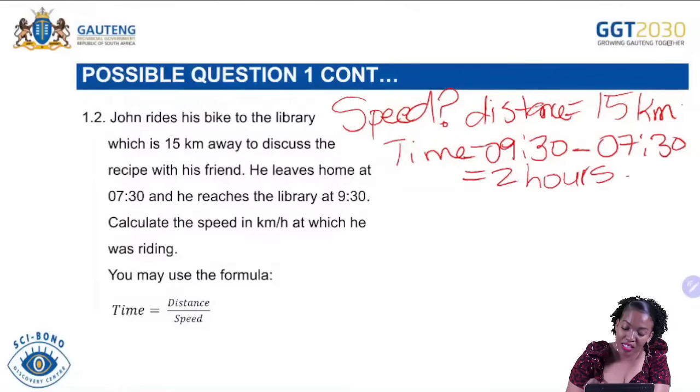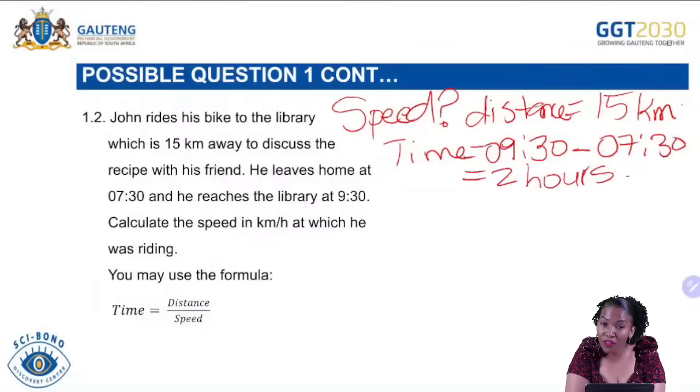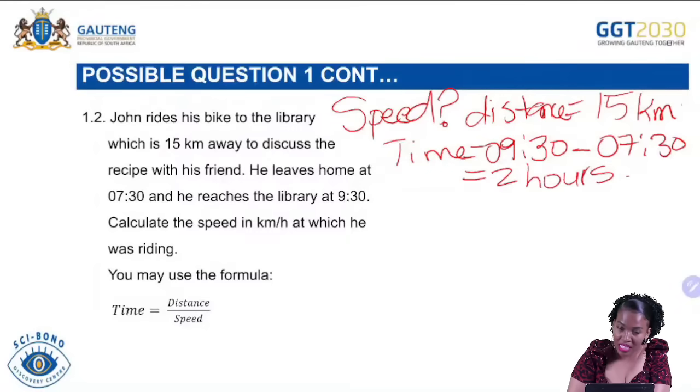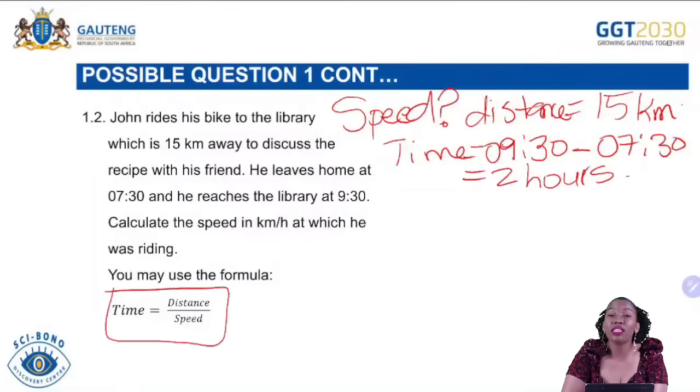So we have the distance, we have the time. Now we are looking for speed. But we've got one more problem. What is that problem? The formula that is given to us is not a speed formula, but rather a time formula. So you are going to come across situations like this in the exam, where they want you to calculate time but give you the formula for speed, or they want you to calculate distance but give you the formula for time.